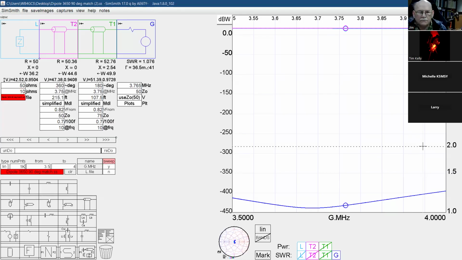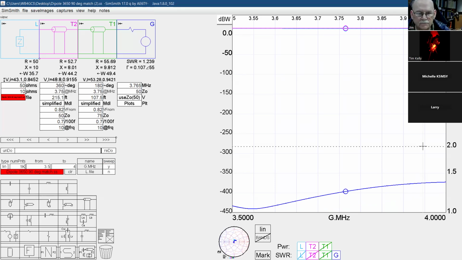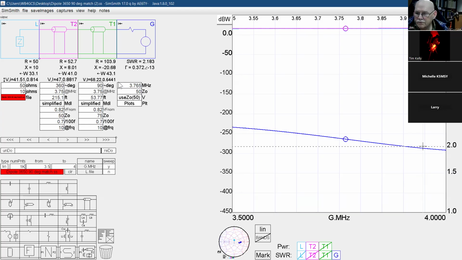Okay. Now things start to change. Yes. And we don't have a 90-degree 75 ohm section, we've got a 180-degree section, to see how that either screws things up or helps. Now the SWR is looking more like a real antenna. Yeah, but it's not what we want.